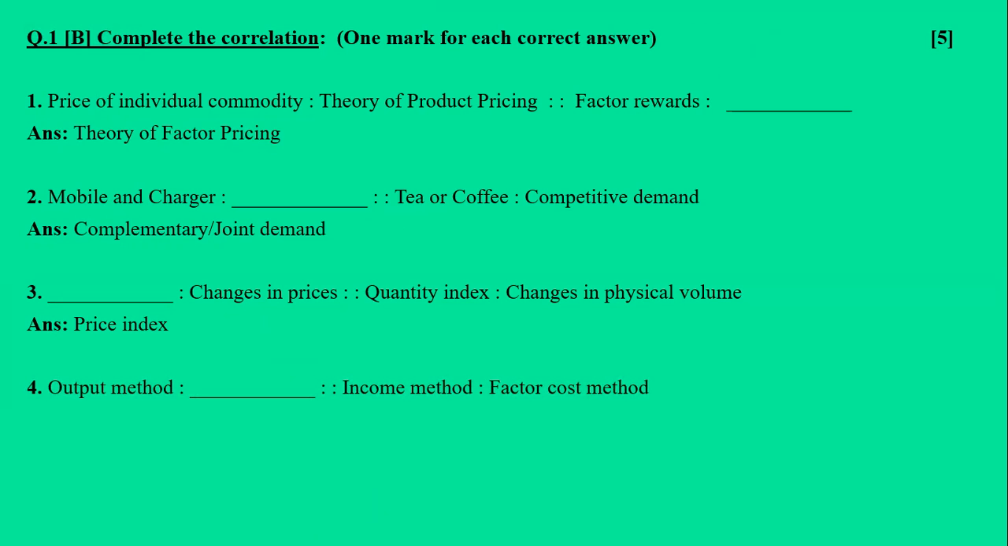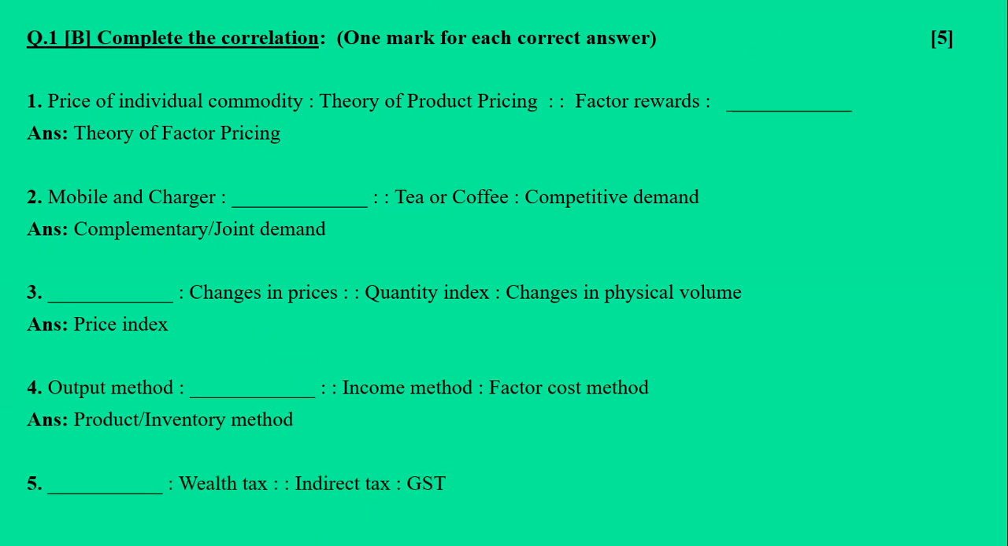Output method, dash, and income method, factor cost method. Now, income method of measuring national income is also known as factor cost method. So, output method is also known as product method, or we can say inventory method. So, answer is product or inventory method.